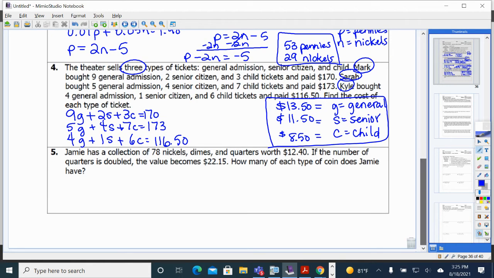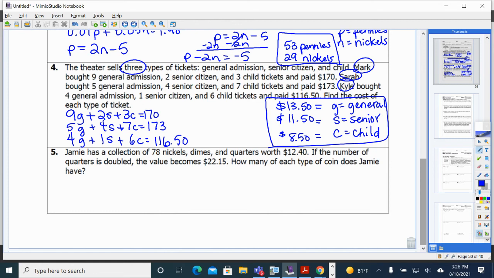Last one, number 5. Jamie has a collection of 78 nickels, dimes, and quarters worth $12.40. If the number of quarters is doubled, the value becomes $22.15. How many of each type of coin does Jamie have? So these word problems dealing with coins are a little more difficult, and you really kind of have to think because for this one, there is a number.